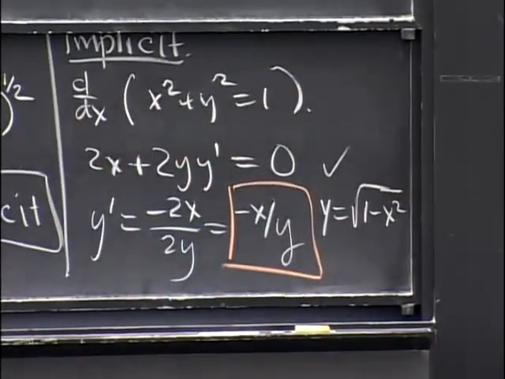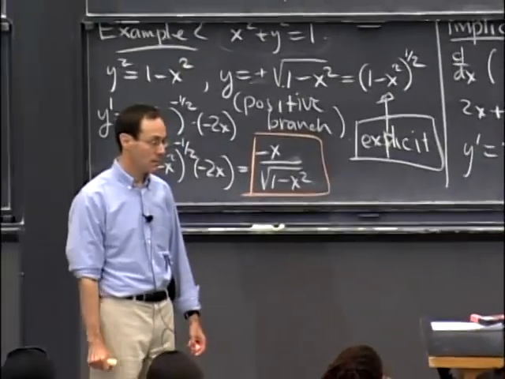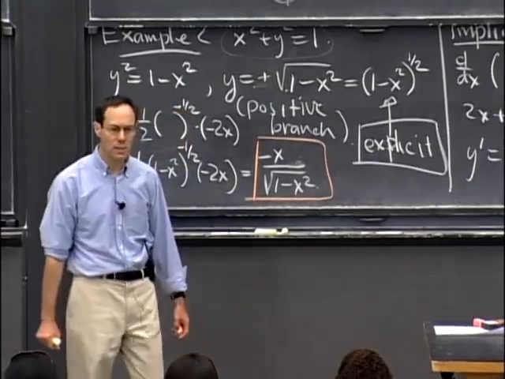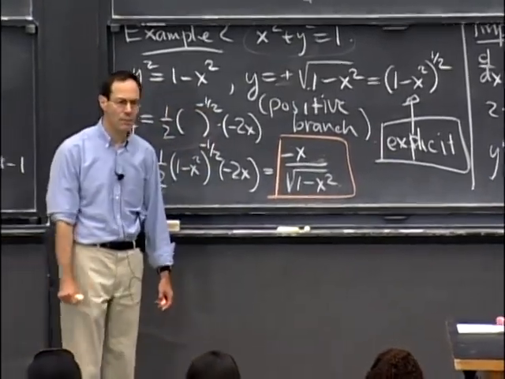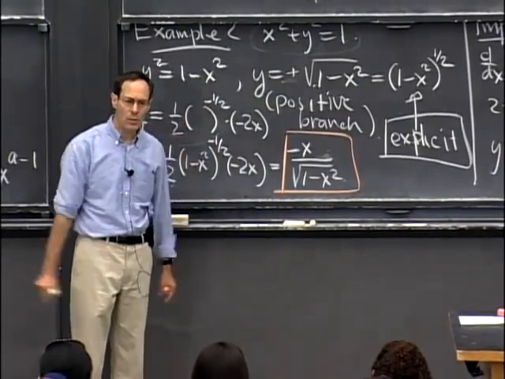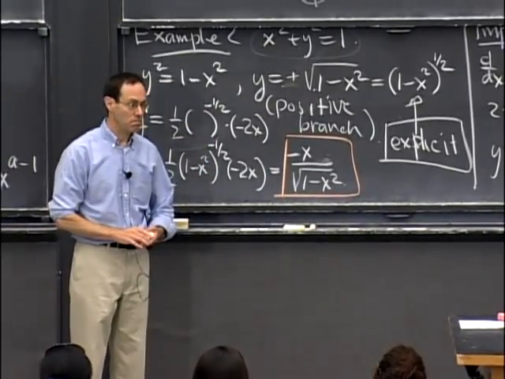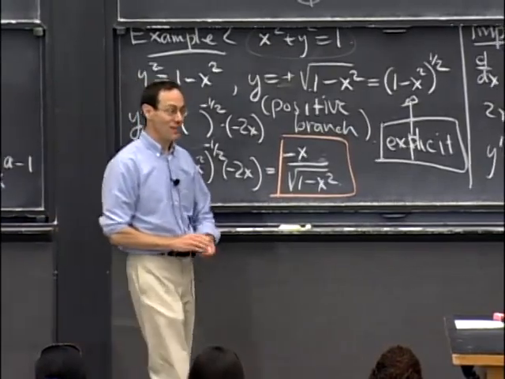Yeah, question. Bottom half of the circle. The question is, why did the implicit method not give the bottom half of the circle? Very good question. The answer to that is that it did. I just didn't mention it.